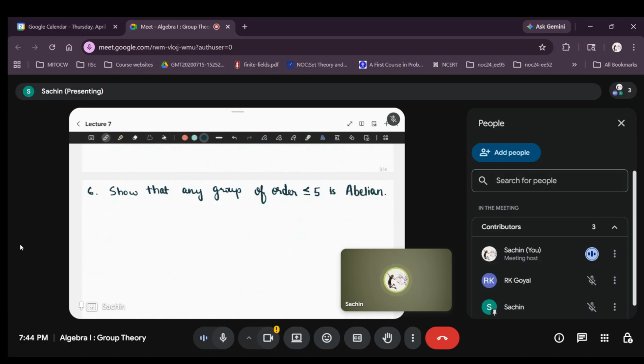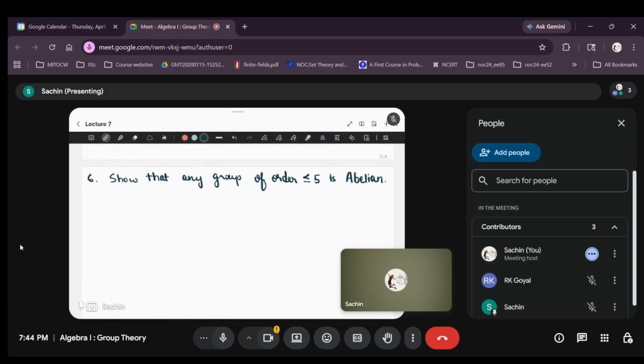So we can't make general claims about groups of order 6 or above. But we can show that if the order is less than or equal to 5, then it is abelian. And we can also give the structure of the group. There's only one type of structure the group can have. So we will solve this on a case by case basis with different orders.